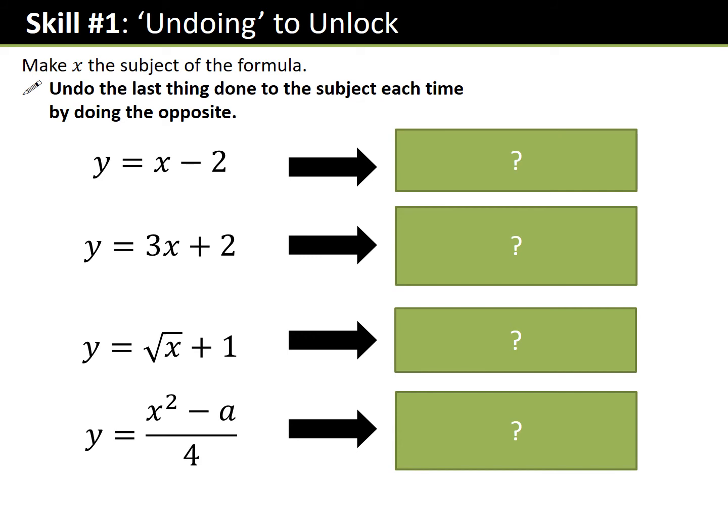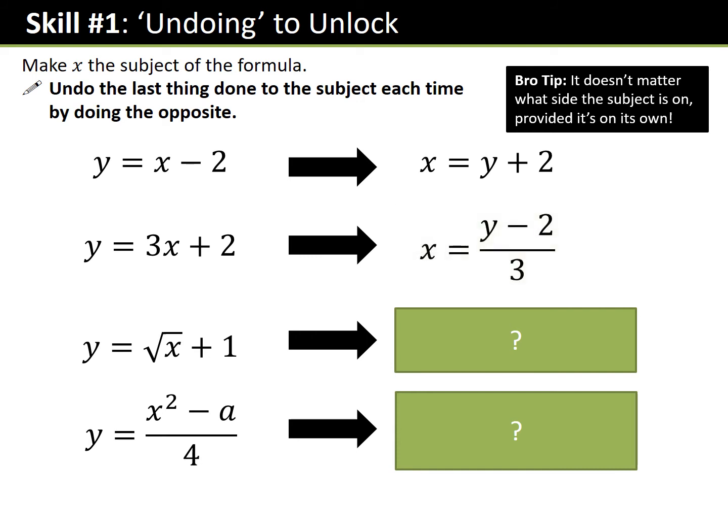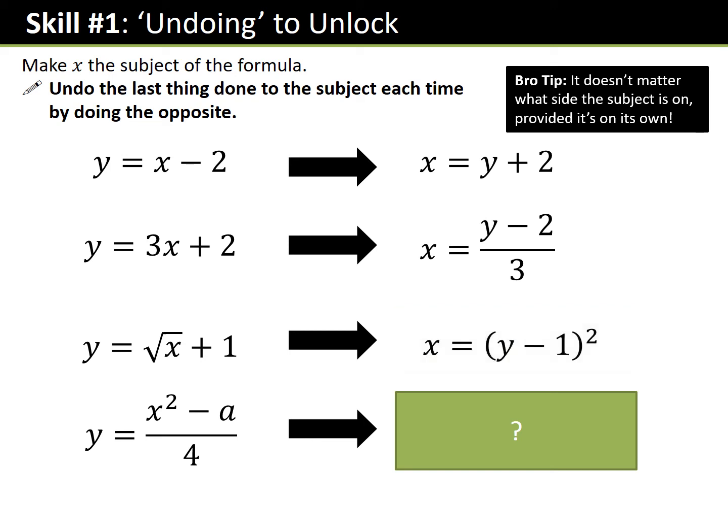So we're going to make x the subject of the formula. We're going to undo the last thing to get the subject each time. So here we're going to add 2 to each side. So x is y plus 2, and you'll notice I tend to put the x on the left hand side. It doesn't really matter which way round it goes, but that's just convention. Here I'm going to take off the 2, then divide by 3. Here I'm going to take 1 from each side and then square each side.